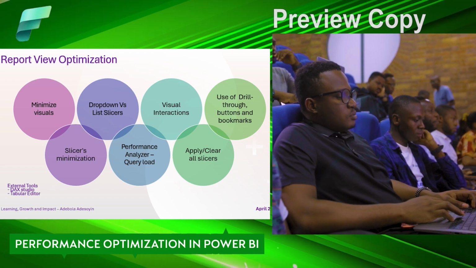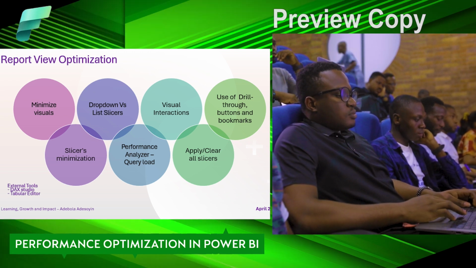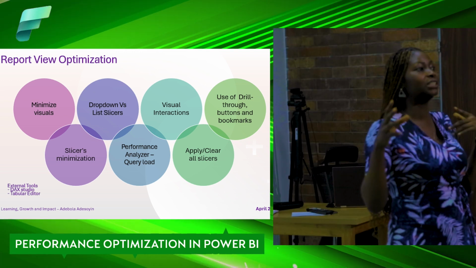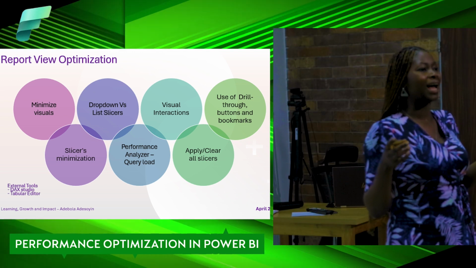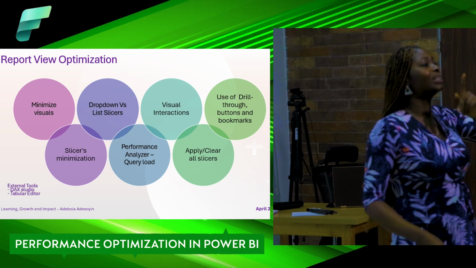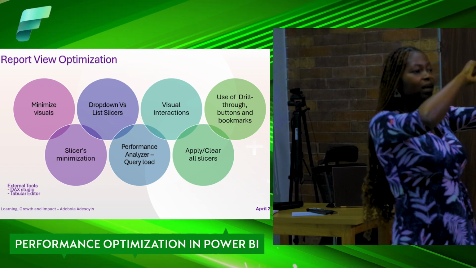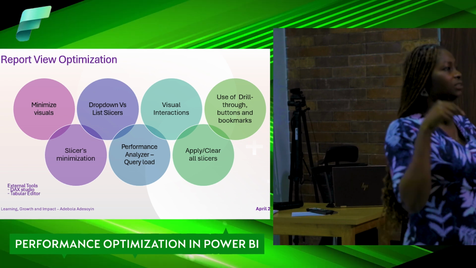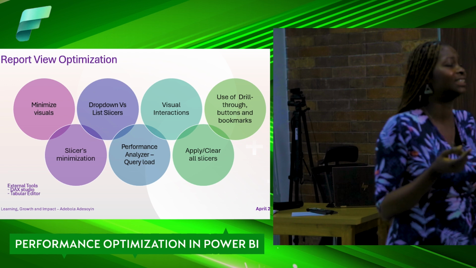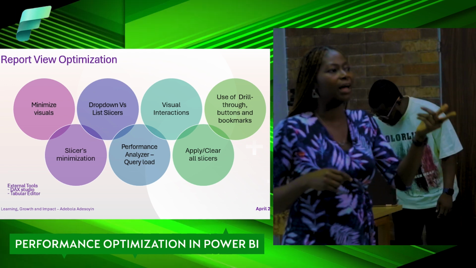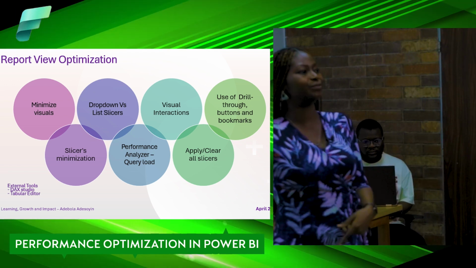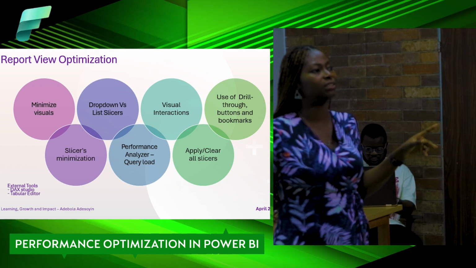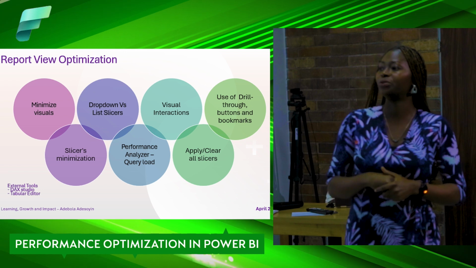Then visual interactions too. I don't know if anyone clicks on visual interactions, edit interactions, and then tries to edit a lot of interactions. And some even go back again to re-click cards. So if you have a card visual, you try to say, okay, I want this to filter that. But there are cases where you really do not need some visual to be affecting another visual. Just try to minimize that kind of visual interaction between all the visuals that you have on the report.